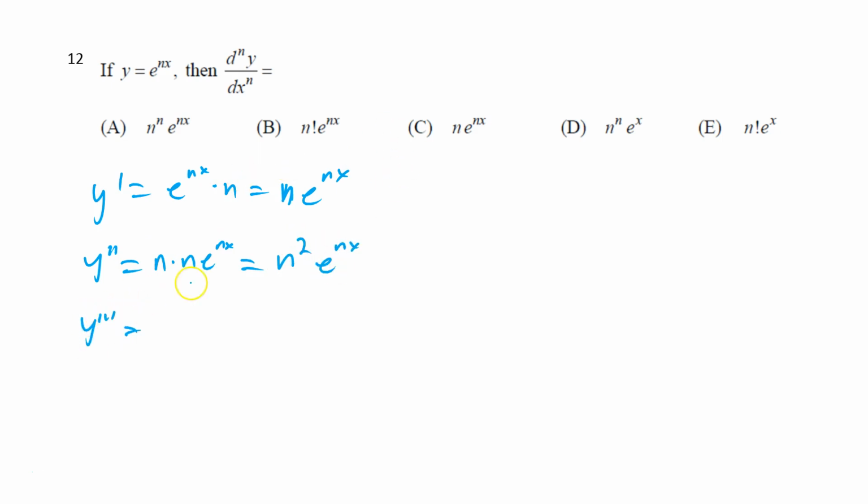Y triple prime, you probably already see the pattern, right? N is going to come to the front again. It'll be n cubed e to the nx. So the nth derivative is going to be n to the nth power e to the nx. Do we have that? There it is.